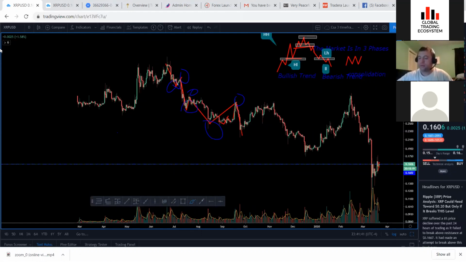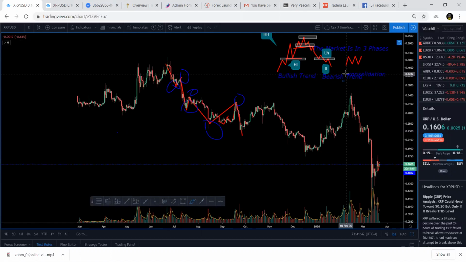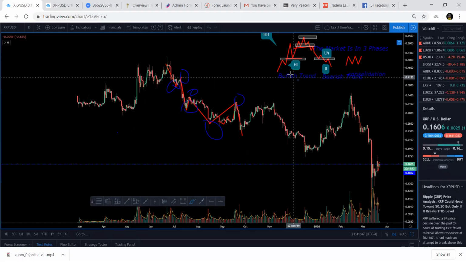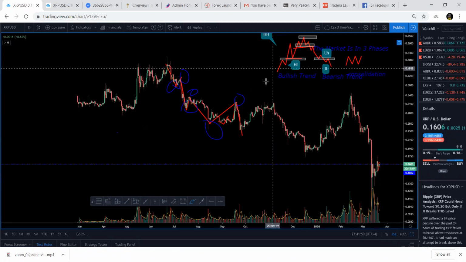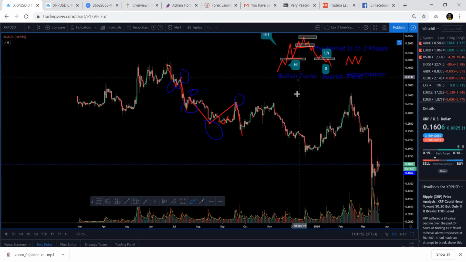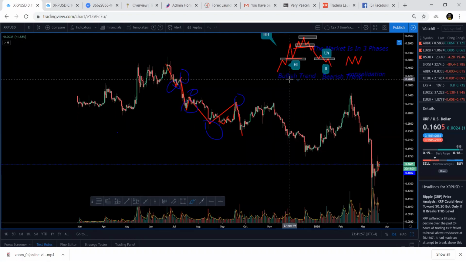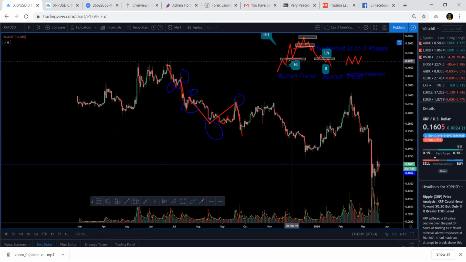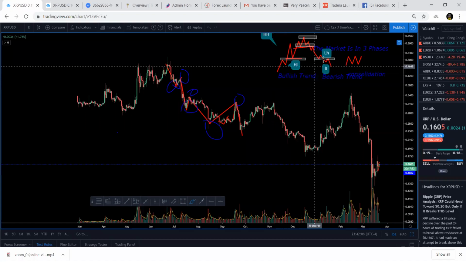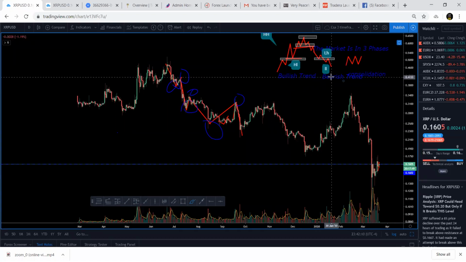Okay, so we were diving into market structure. My screen is still crazy, but to define it with a real quick recap: the market has three states. It's going to be either in a bullish trend, a bearish trend, or consolidation. To identify a bullish trend, we're looking for higher lows, followed by higher highs, followed by higher lows, followed by higher highs. The inverse is a bearish trend: lower highs, followed by lower lows, lower highs, followed by lower lows.